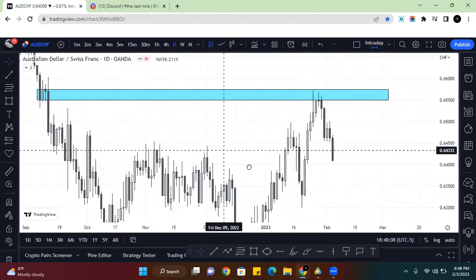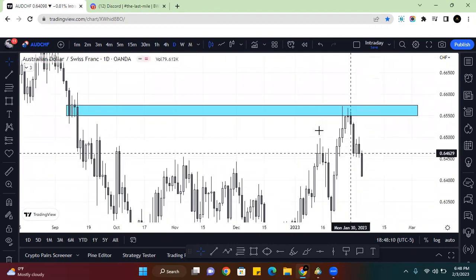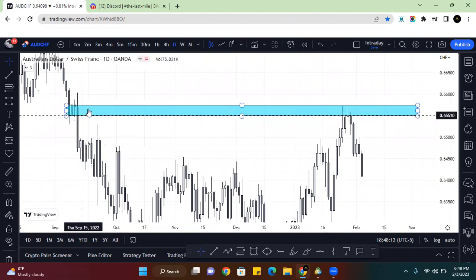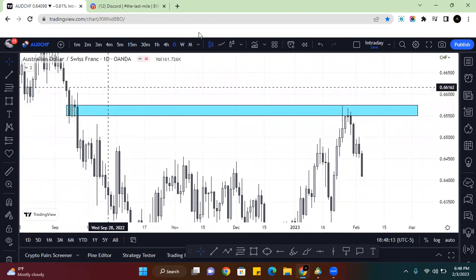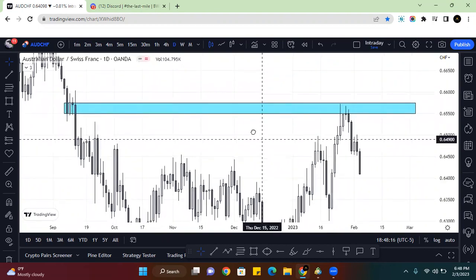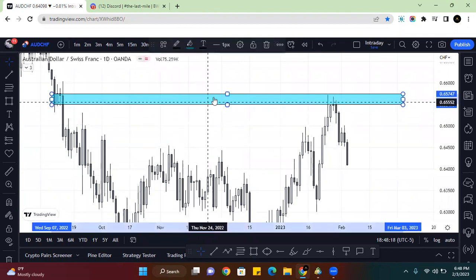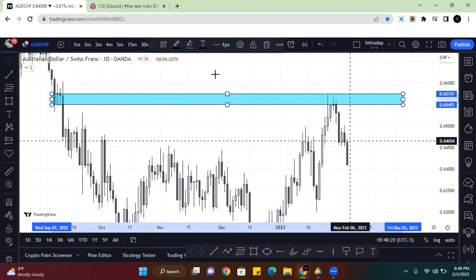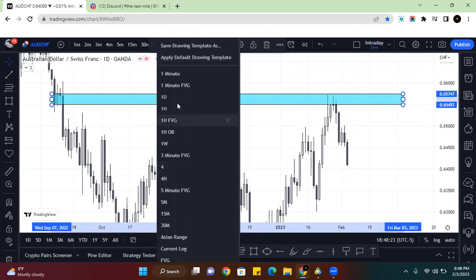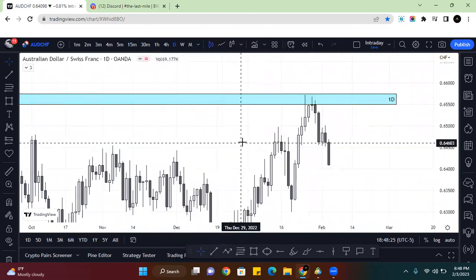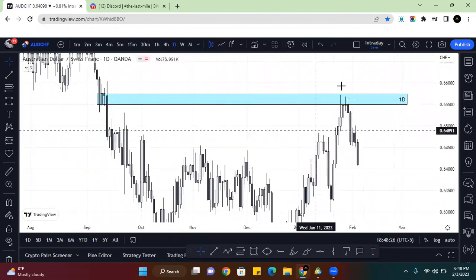This is the one that the big impulse move down came from, that pretty much solidified that this was the one that was going to be respected. And so that's the daily order block right there. And I think I have a template for that, if I'm not mistaken. Sure do. So that's the daily order block that I saw respected.